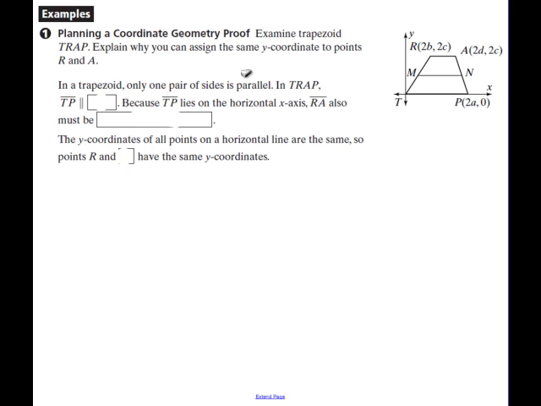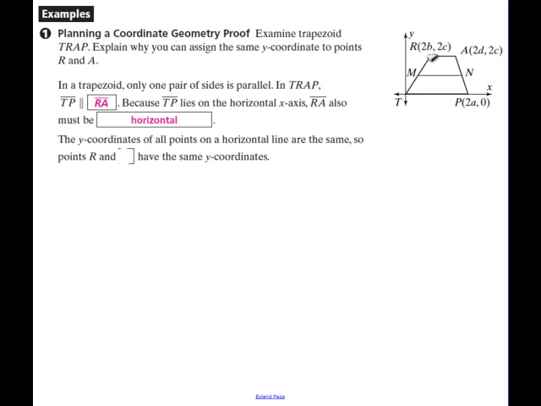We know that we've got one pair of parallel sides, and we can obviously see that RT and AP are non-parallel. So we can assume that TP and RA are parallel, because they do tell us that it is a trapezoid. So we know that TP and RA must be parallel. Now, because TP is running along the x-axis here, right, we can see that they're one and the same. We can assume that RA must also be horizontal, right? The x-axis is horizontal, so RA also has to be horizontal.